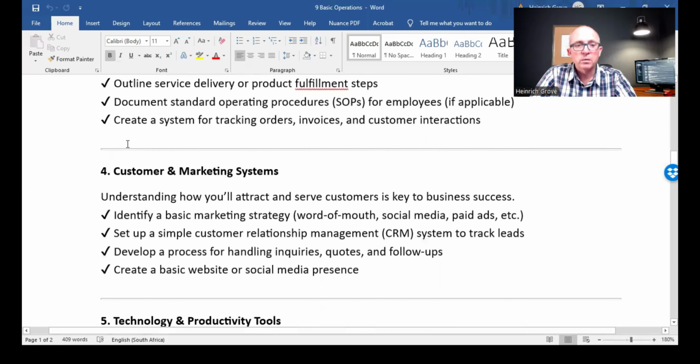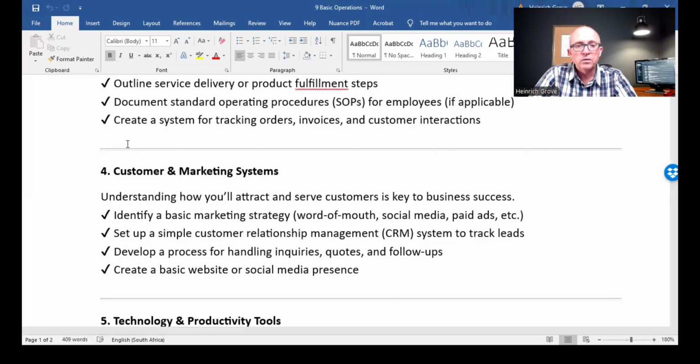Customer and marketing systems. Understanding how you will attract and serve customers is key to any business's success. Identify a basic marketing strategy: word of mouth, social media, paid ads, etc. I think in the next video we're going to be talking about marketing strategy, something I'm very passionate about, and then we can unpack that a little bit further. Set up a simple customer relationship management system and track leads.